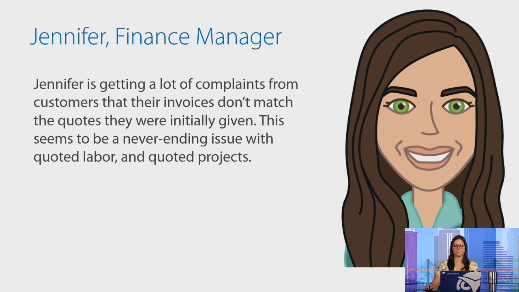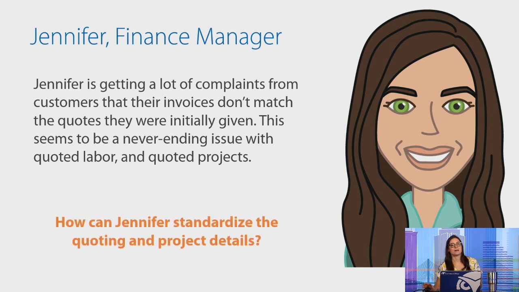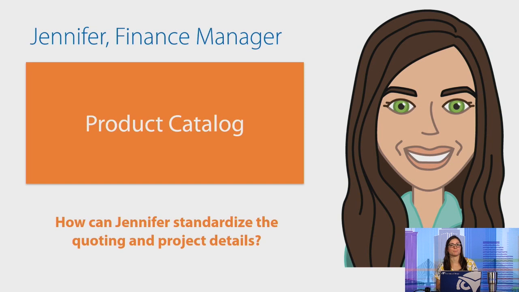Cool, cool. Okay, so Jennifer's getting complaints that invoices don't match the quotes they were originally given. This is a never-ending issue with what they've quoted, what they provided, and then what they ended up billing for. Now, you might remember that we talked about this one item, this record within Manage, that could help us standardize this process. It's something that can be thrown onto an opportunity, transitioned into a sales order for purchasing, and then transitioned into a project for delivery. By this, we're referring to products that are created through the product catalog in the procurement module of Manage.